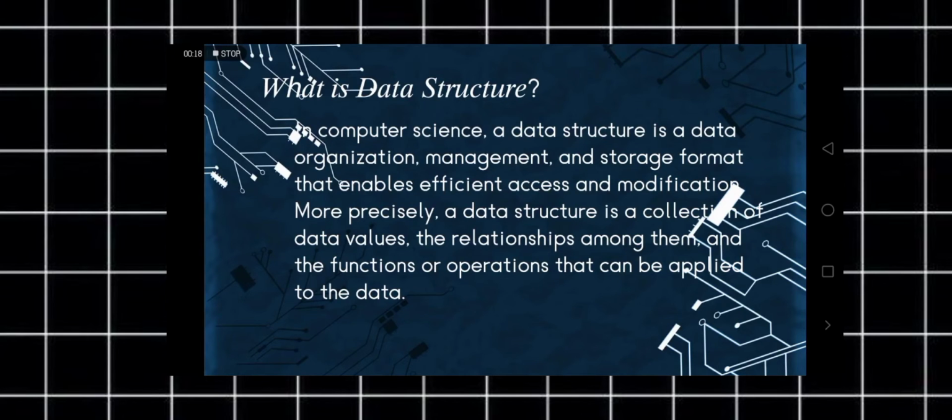But first, in computer science, a data structure is a data organization, management, and storage format that enables efficient access and modification. More precisely, a data structure is a collection of data values, the relationships among them, and the functions or operations that can be applied to the data.